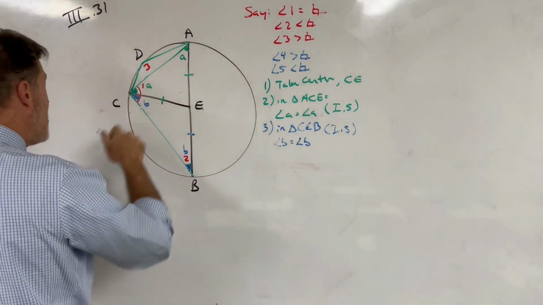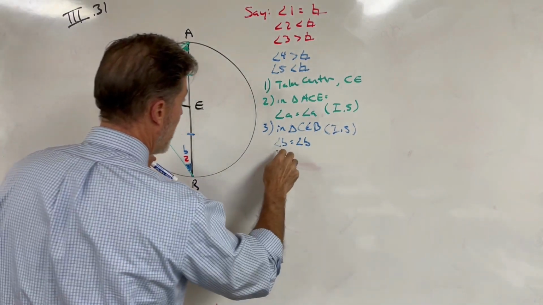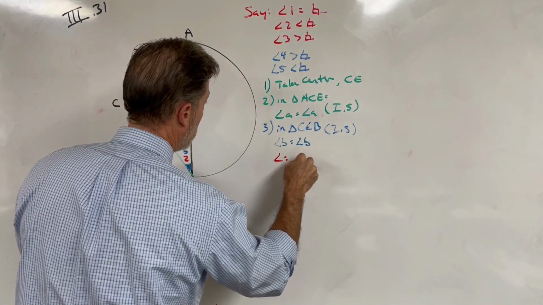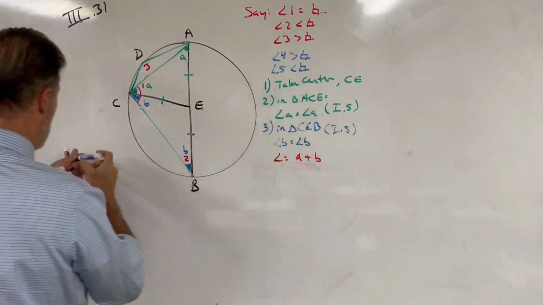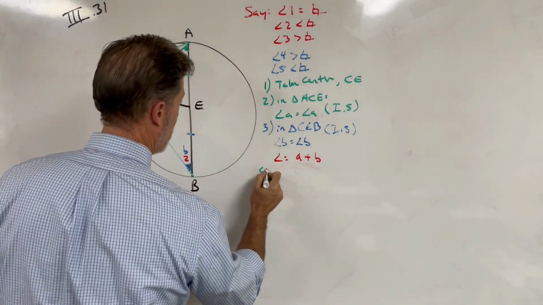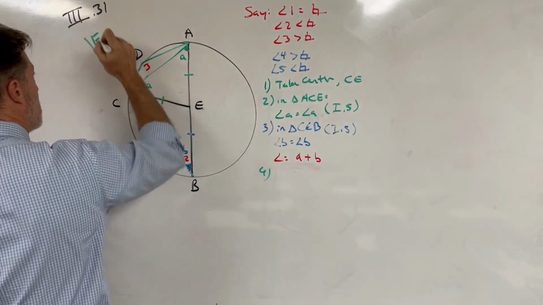And as we can see, angle 1 is simply made up of these two. Angle 1 is equal to angle A plus angle B. Now, step 4, let's extend BC as far as we wish over here to F.